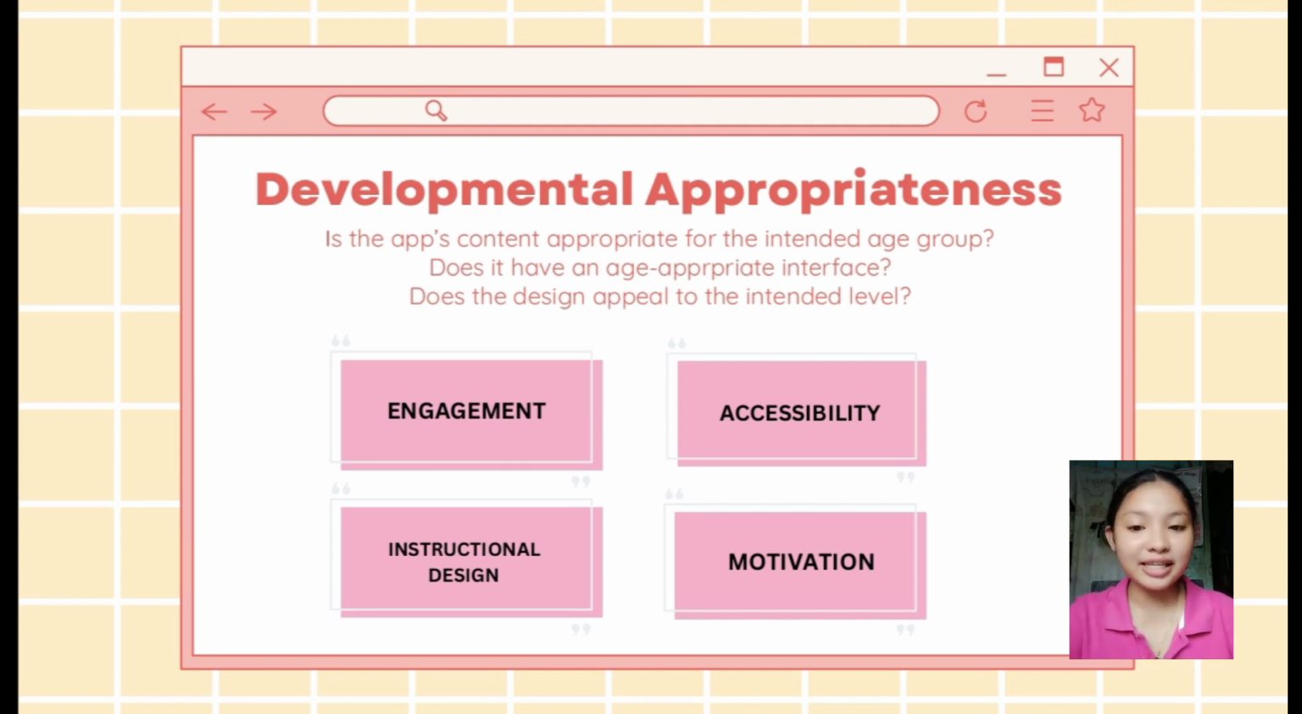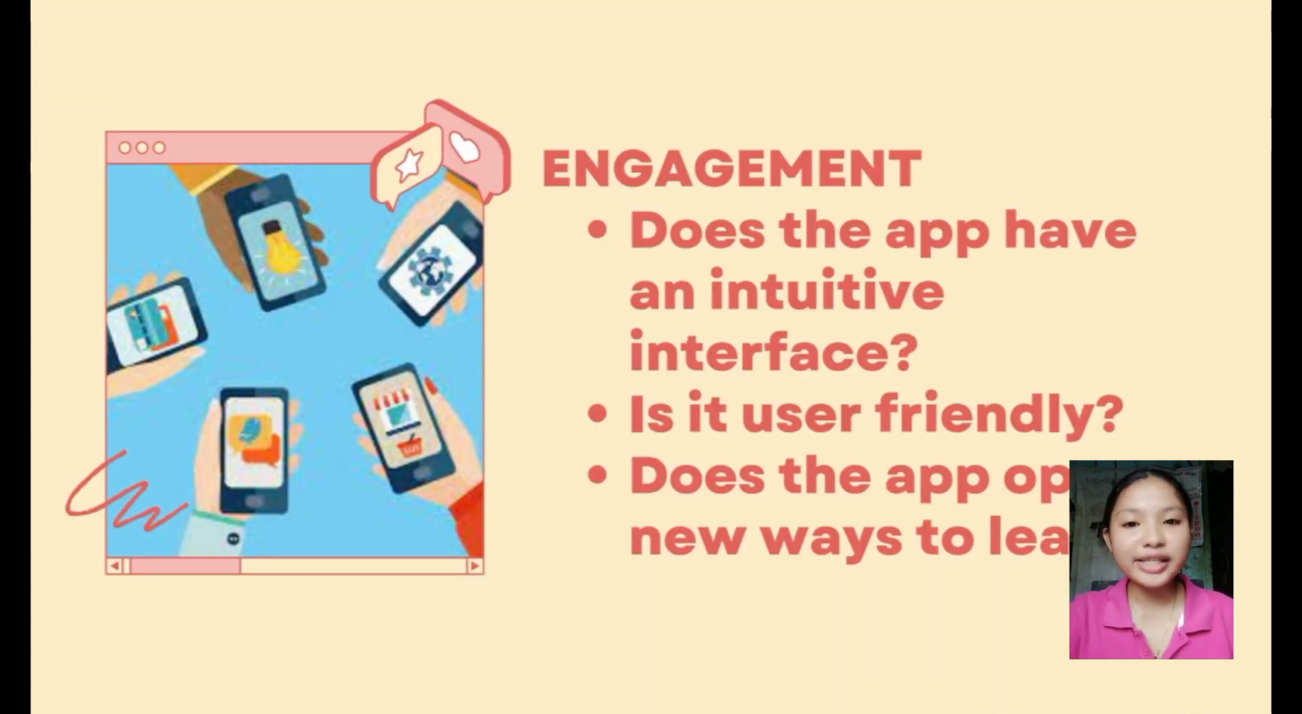Okay? So, also we have the engagement, instructional design, accessibility, and motivation. First, let's have engagement. In choosing an application, you should ask yourself first, does the app have an intuitive interface? Is it user-friendly, especially if you, the teacher, are teaching in primary level? The app should be friendly, okay? Because your students are children, okay? And then, does the app open new ways to learn?